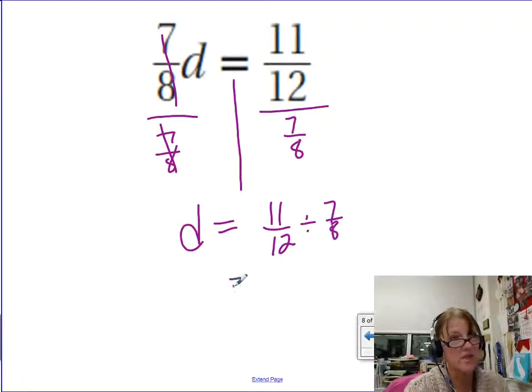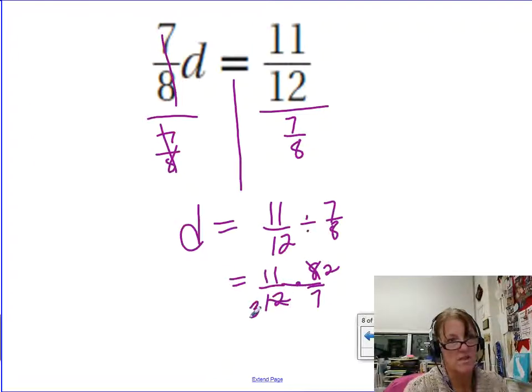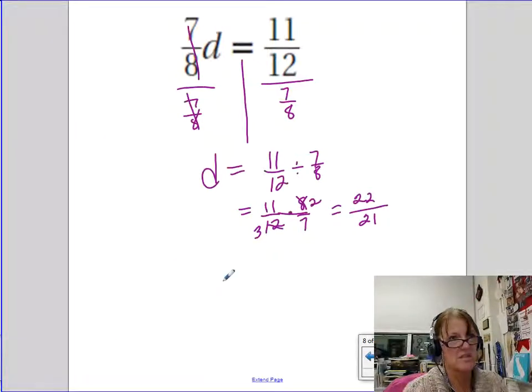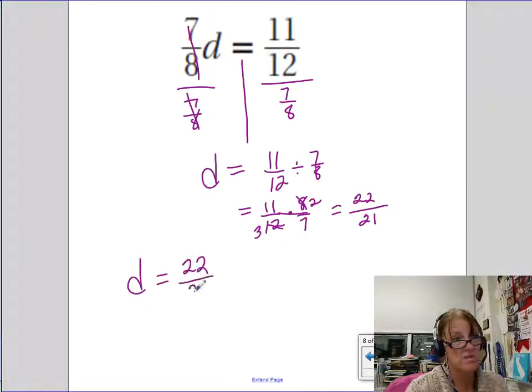I like to do mine by hand because I'm a stubborn old woman. Division is multiplying by the reciprocal. And then when I go to simplify this, I can factor a 4 out of the numerator and denominator, and I get 22/21. All right, now let me extend this screen here. D equals 22/21, or 1 1/21.